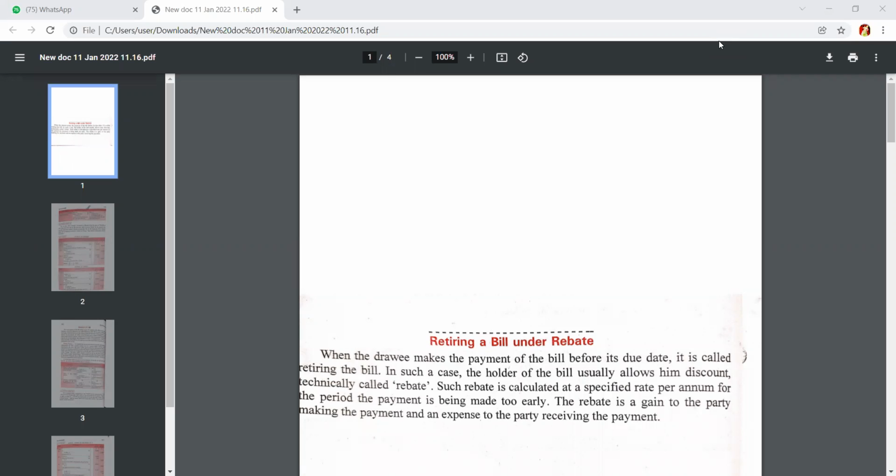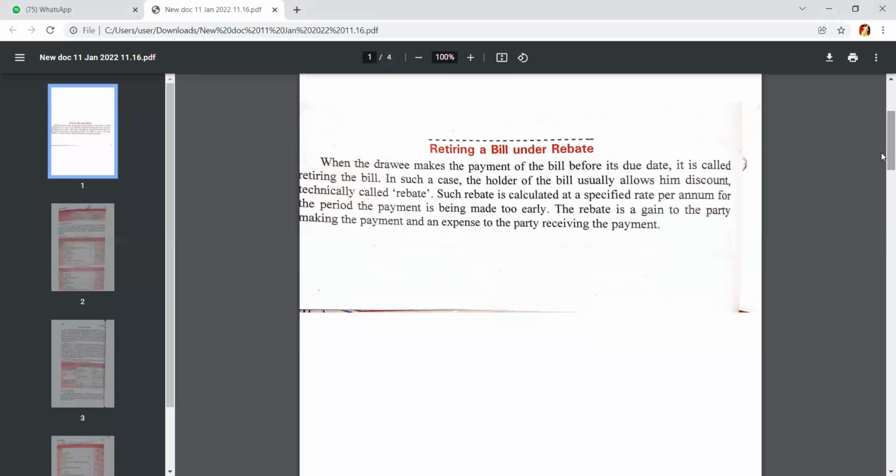Bills of Exchange, for the last 1 month, 1 week, in which we did the topic up to the bill sent for collection. In those cases we did, the bill is received and paid on the maturity date. But sometimes it happens that the drawee gets the money from somewhere else and feels he has to pay the money before the due date.